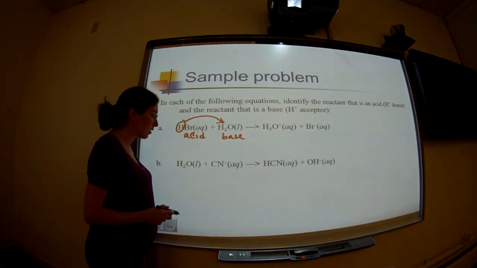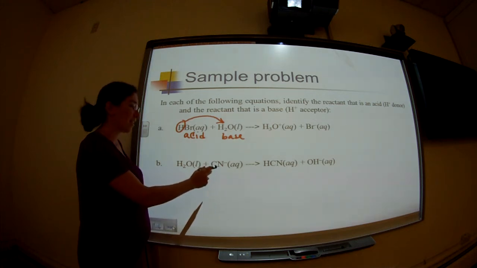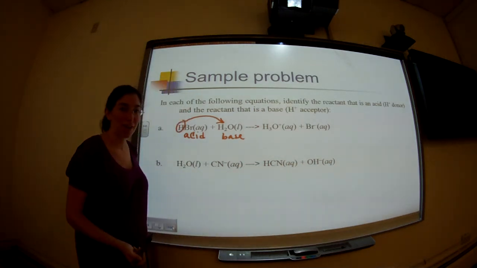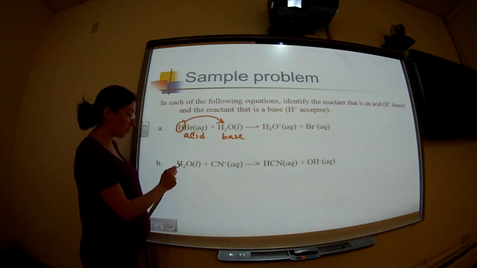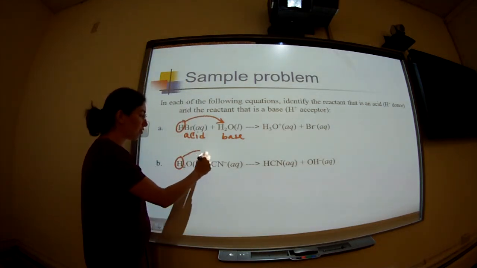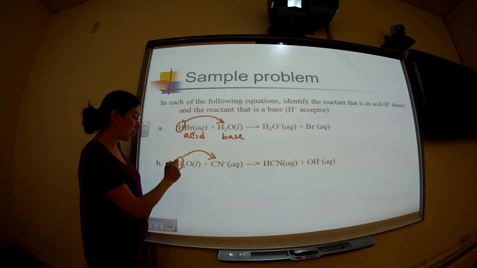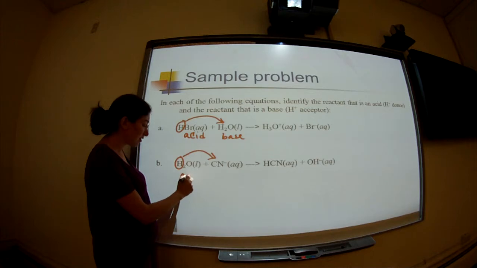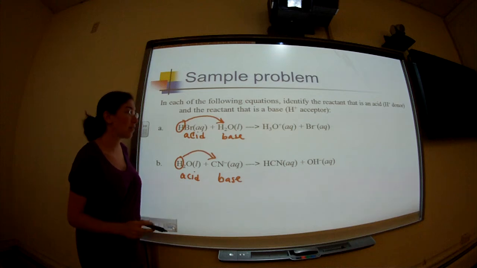Now let's do the second one. Water plus cyanide, CN-, goes to HCN plus hydroxide ion, okay? So let's start with water. Water goes from H2O to OH-, so it loses a hydrogen. So one of these hydrogens is getting donated because CN- goes to HCN. All right, so our proton donor is which, the acid or the base? The acid. And then that means that this one is the base. The proton acceptor is the base, okay?